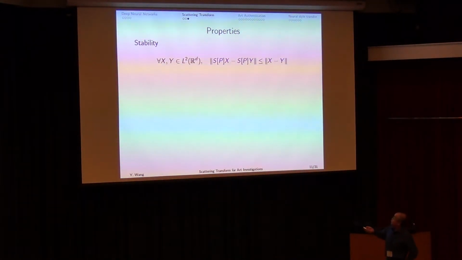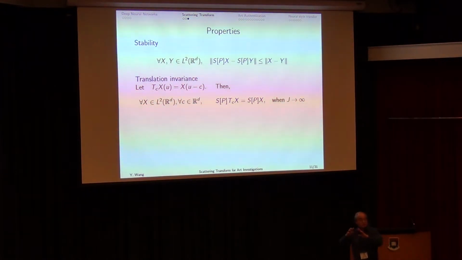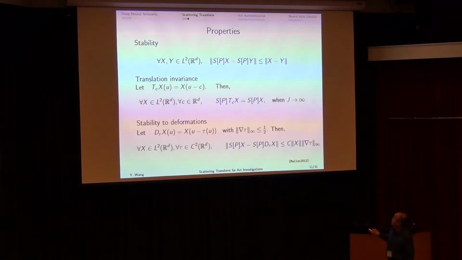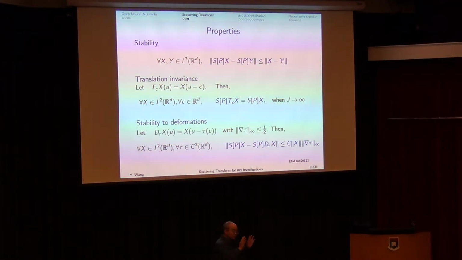So the scattering transform has stability and has some kind of translation invariance, which is, when you translate it, it doesn't really change the numbers. It does change the position, but it doesn't change the feature value. It also has something called stability to deformation. If you deform the data a little bit, let's say geometrically, you tilt it a little bit, it doesn't change the feature that much. So these are some of the basic properties.